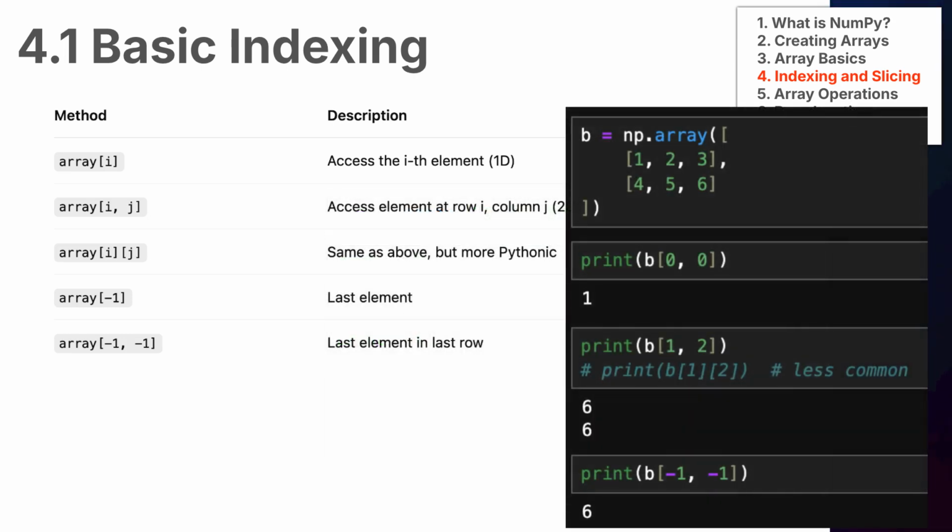Next, 2D array indexing. Now let's level up to a 2D array, like a table. Let's say you have a 2 by 3 matrix. The first indexing means row 0, column 0. The second one is to access 6. You can access an element using 2 steps, but it's less common. And also you can use negative indexing to access the last row and last column.